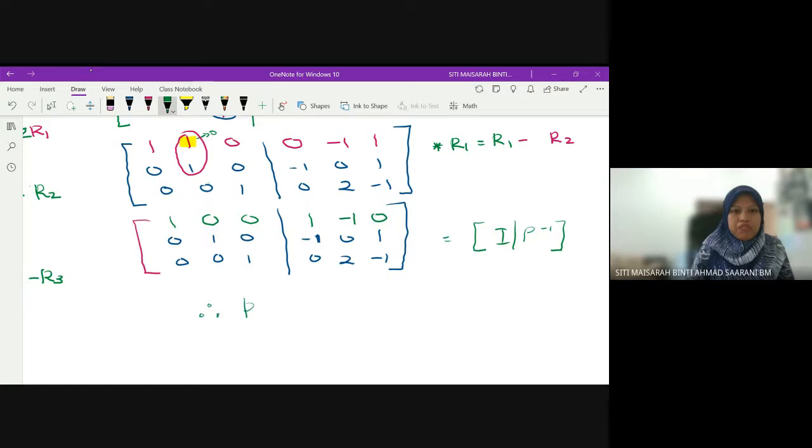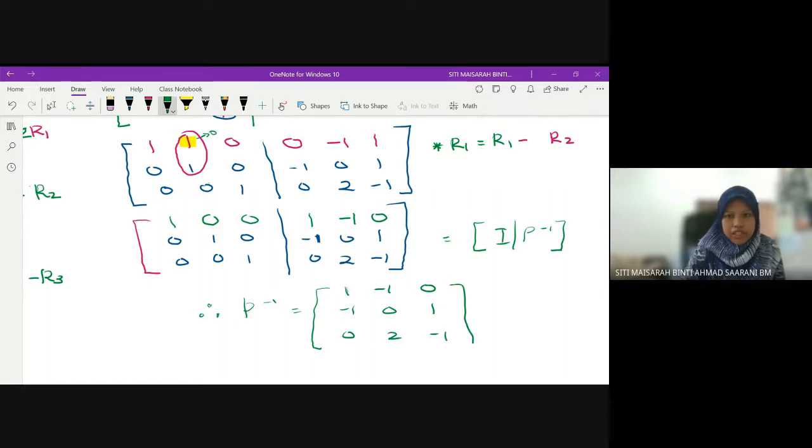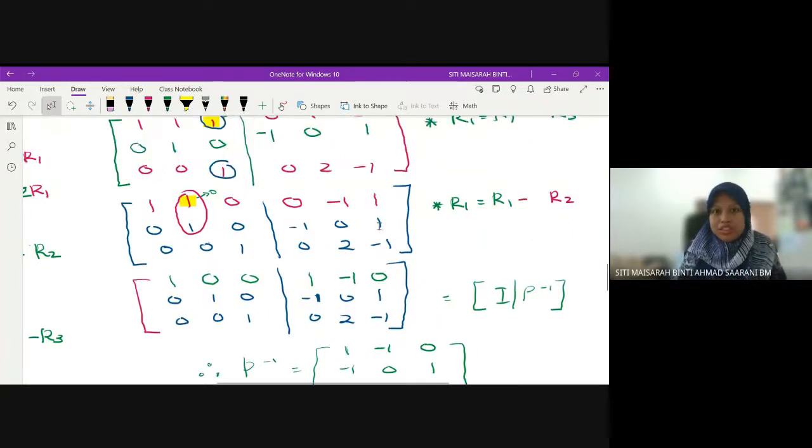finally our P inverse is equals to matrix 3 times 3 matrix 1, negative 1, 0, negative 1, 0, 1, 0, 2, negative 1. Okay. So this is our P inverse lah. Awak boleh check calculator. Jawapan dia sama tak? Okay, boleh check calculator. So untuk kes RO ni, lastly je kita boleh tahu jawapan dia. Kalau tahu kita salah ke betul. Okay.